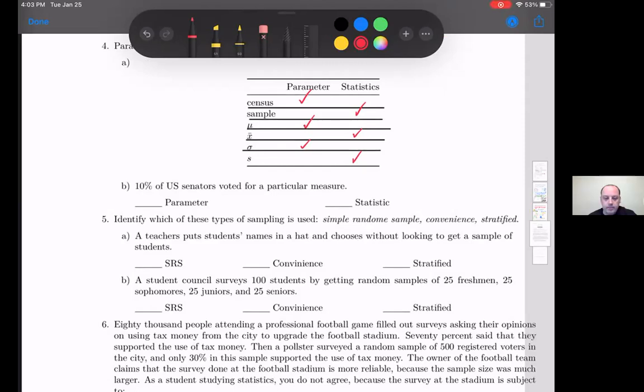Statistic. Only 10%. How many senators do we have? No, in the US. Not on the exam, just how much you know. How many senators do we have? 100. Yeah, 100, right? So 10% will be 10 of them.